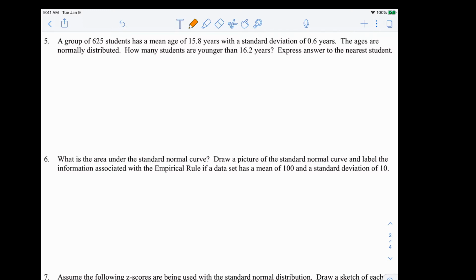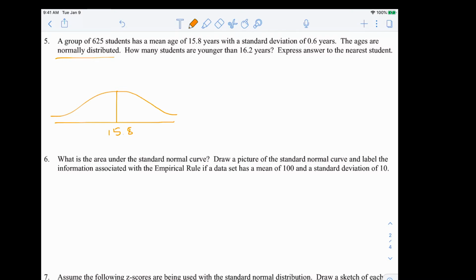How many students are younger than 16.2 years? Express answers to the nearest student. Again, I'm going to draw the normal model first. Whenever they tell you that it is normally distributed, it is important to draw the model. Then I'm going to put in the mean of 15.8, and then I'm going to mark everything off.